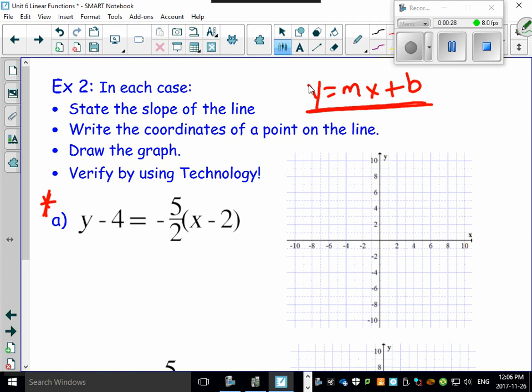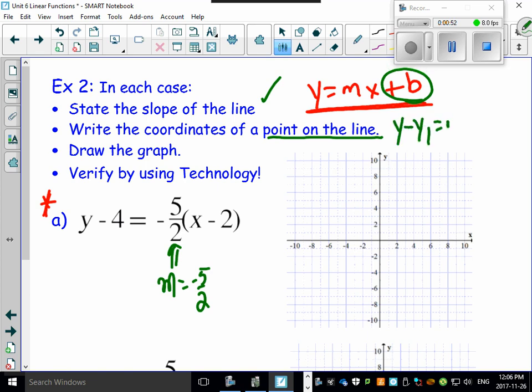First thing that this question says is state the slope. Well, you know and I know that that's the slope. The slope is minus 5 over 2. But it also asks you, what's the point? Now, if we would have cleaned this up, we would have had the intercept, and we wouldn't have been able to figure out what the point was. This asks you specifically, what are the coordinates of the point? And you remember, this is y minus y1 equals m times x minus x1.